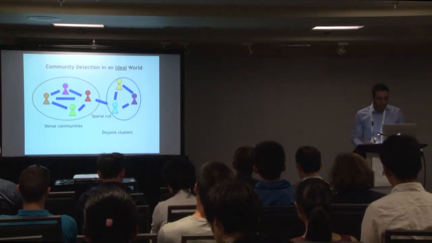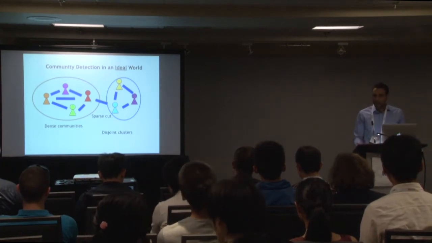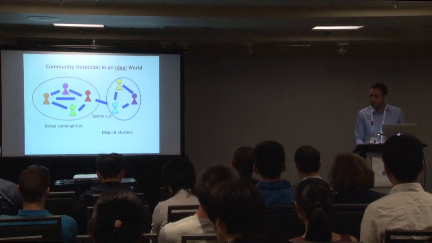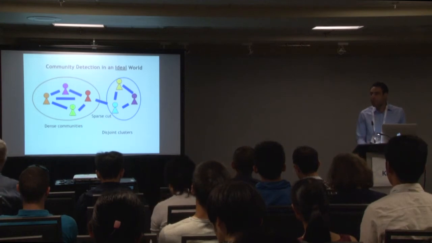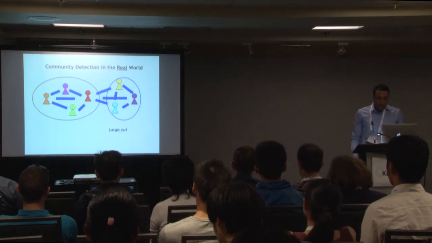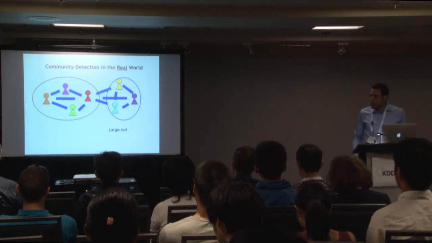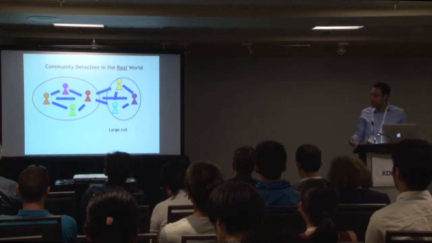If this is the case, you can take any of the tons of algorithms that have been defined for non-overlapping community detection, and you will most likely find the correct clusters. There are also some of these algorithms that have provable guarantees. However, the real world is much more complicated, as we have observed over the years studying this problem.